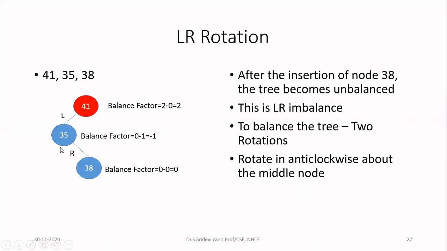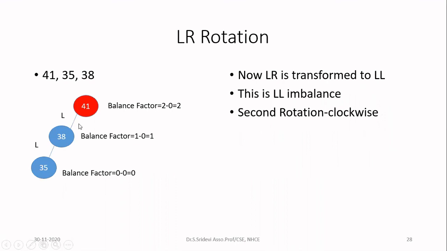So think that there is a nail fixed below this 35 and there is a thread. You are going to pull the thread in the anti-clockwise direction about 35. You see the cursor movement like this, I'm going to pull the thread. The nail is here, I'm pulling the thread downward. So when I pull down, 35 will move down to the left. At the same time, this 38 will move to the position of 35. So what will be my new tree now? It is changed like this.